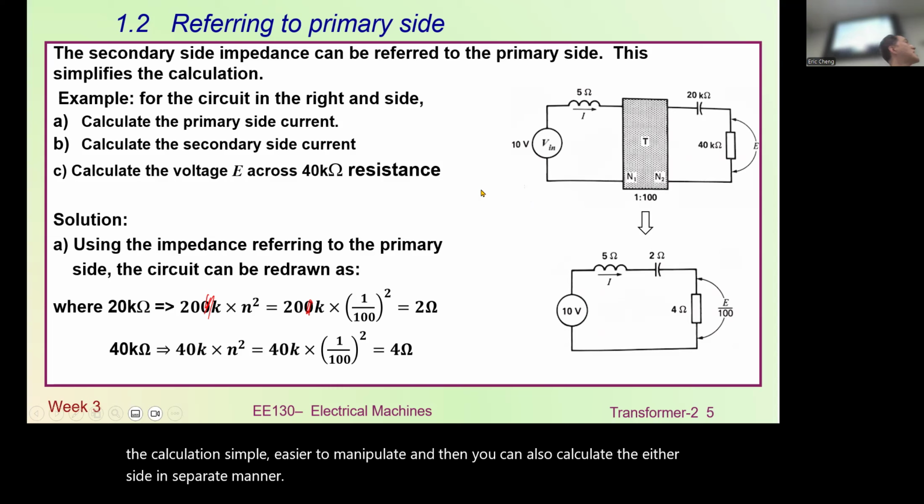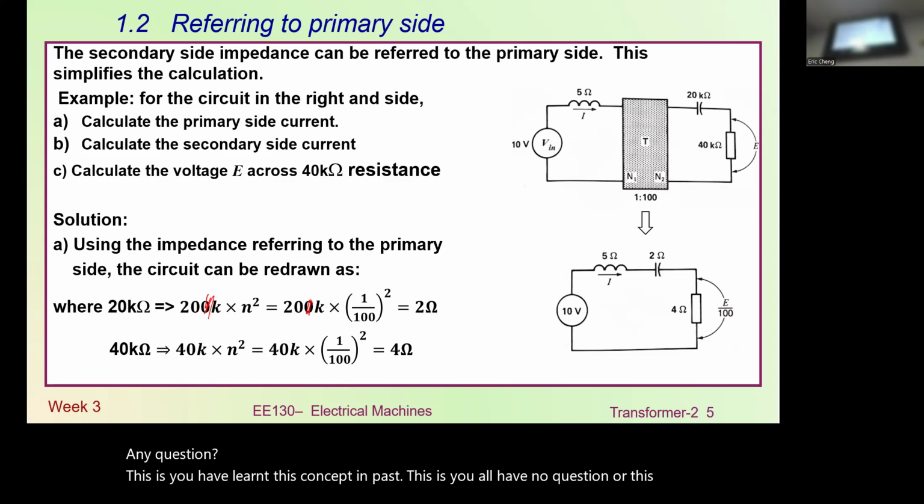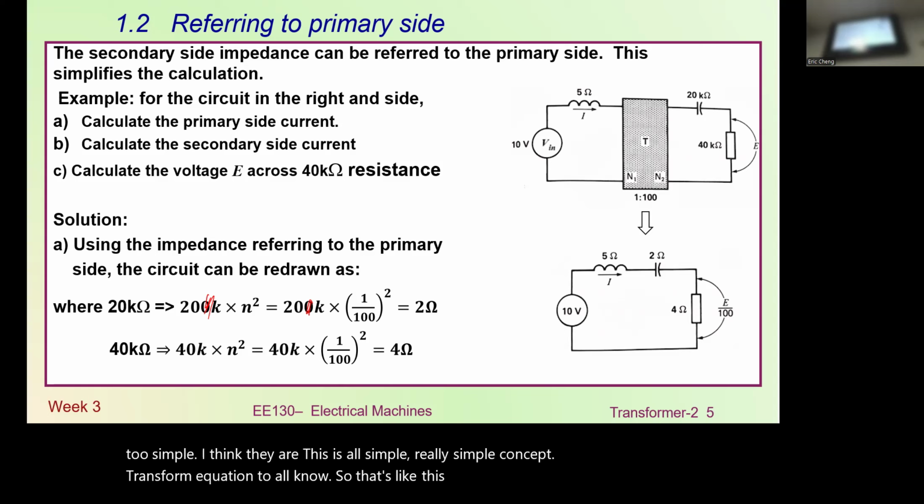Any question? Since you have learned this concept in the past, and you all have no question, right? Or is this too simple? I think this is all a really simple concept. You don't have any complex equation. Basic Ohm's law in here, n squared equations, right? Transformer equations you all know. So that's why this topic is quite a simple topic for you to start.